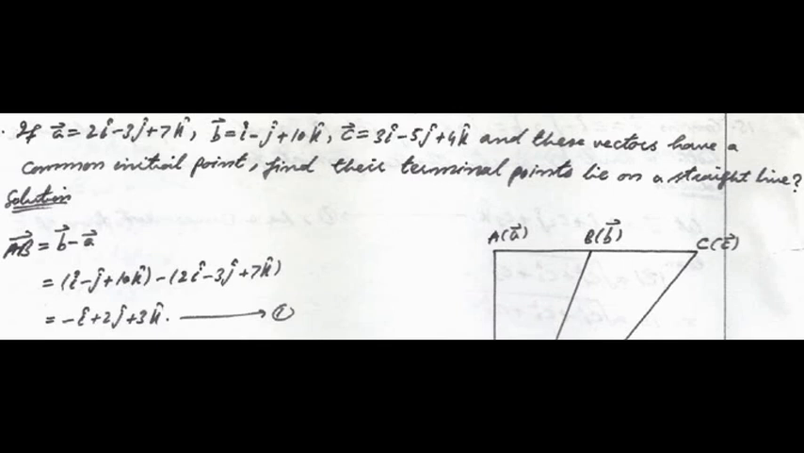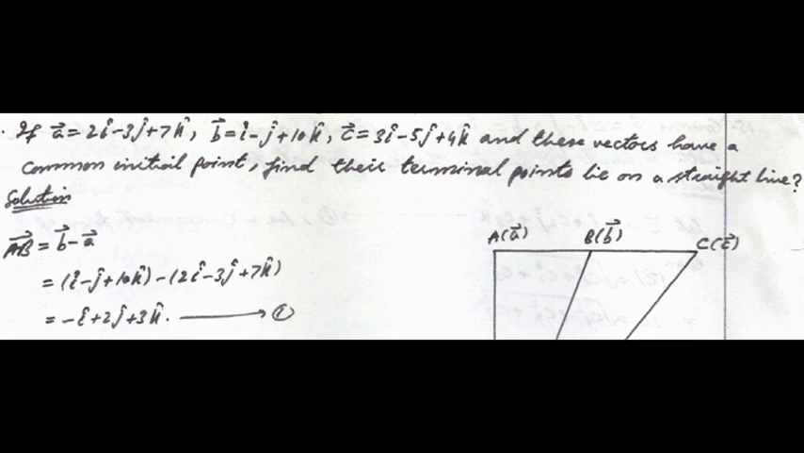If vector A is equal to 2i unit vector minus 3j unit vector plus 7k unit vector, B vector is equal to i unit vector minus j unit vector plus 10k unit vector, C vector is equal to 3i unit vector minus 5j unit vector plus 4k unit vector, and these vectors have a common initial point, find whether their terminal points lie on a straight line.